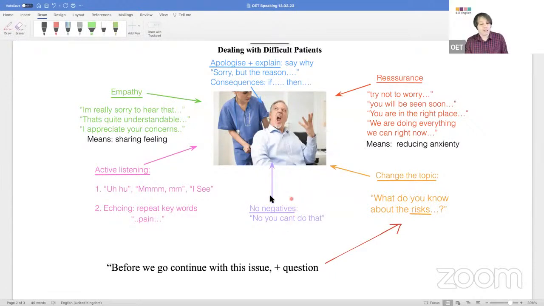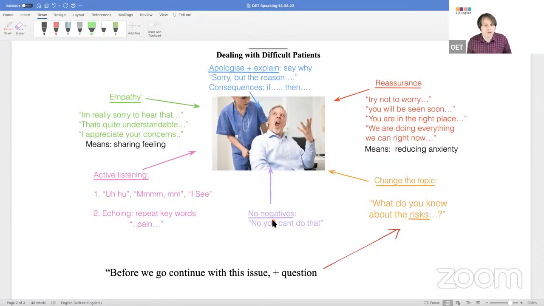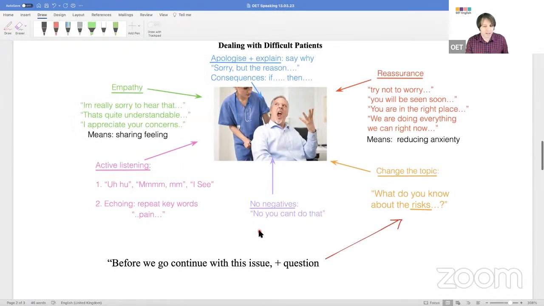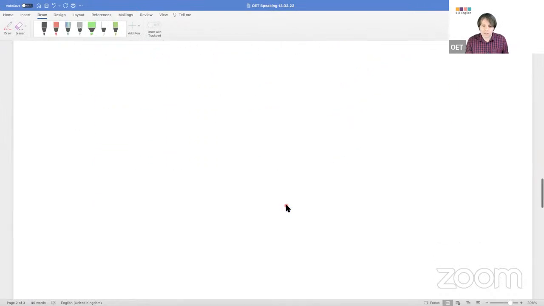For example, you're not going to use negatives. In any situation with an angry or difficult patient, do not say no. Does everyone agree with that? You know what I mean? It's not only some situations. I'm not saying that you cannot say it; you have to use different language, okay? But let's look at a specific situation. We'll come back to this, all right? And we'll look at a specific situation.